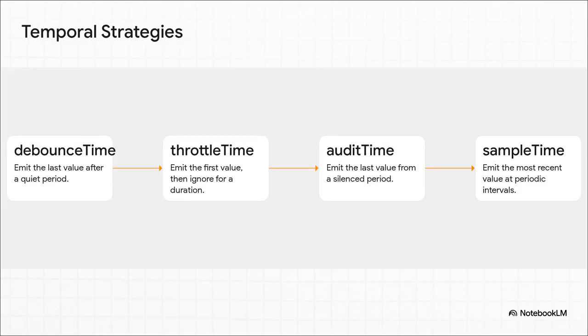And look, debouncing is just one tool in the toolbox for handling a flood of events. You've also got throttle time, which is amazing for stopping people from double-clicking a button. It lets the first click through, then just ignores everything for a short period. Audit time is kind of similar, but it emits the last value from that ignored period. And then there's sample time, which just peeks at what the latest value is on a regular interval. Each one gives you a different way to control that flow of data.